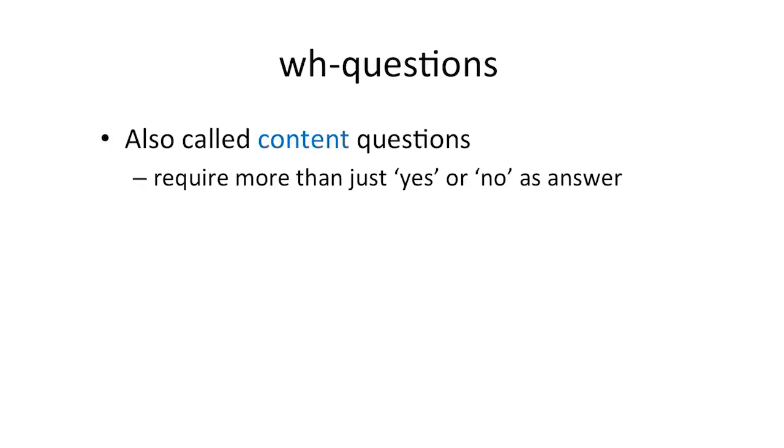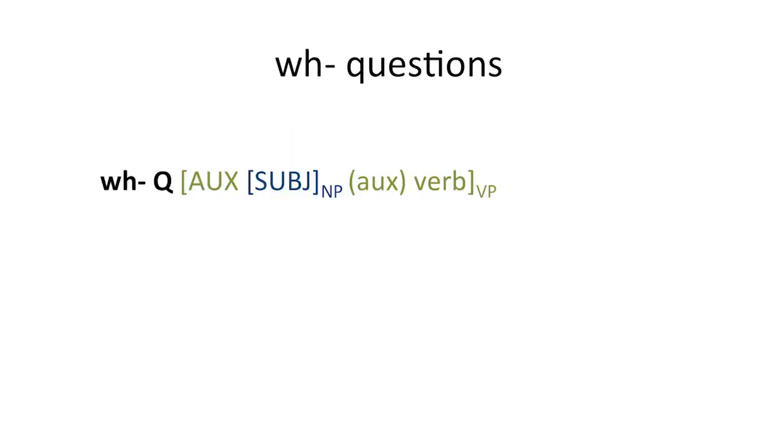If the question is, where are you going? Then it's nonsense to just answer, no. The same basic rules apply to forming WH questions as to yes-no questions, except that we have to add in the WH word. So the WH word goes first, then there still has to be an auxiliary in the position before the subject, just like in the yes-no questions.